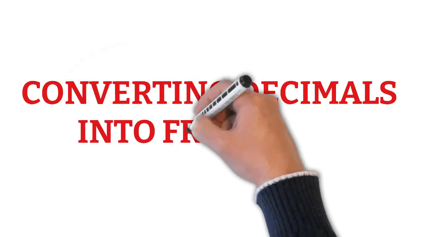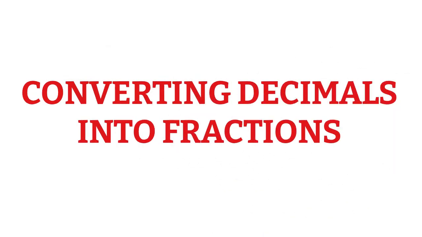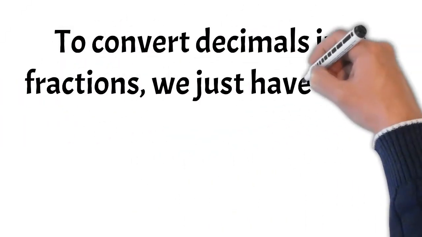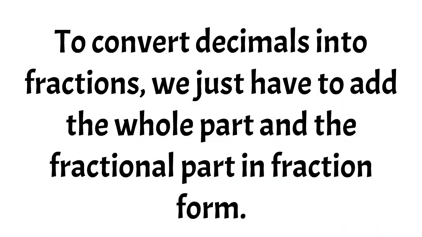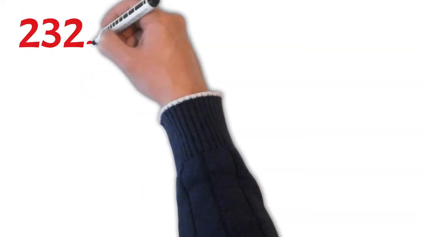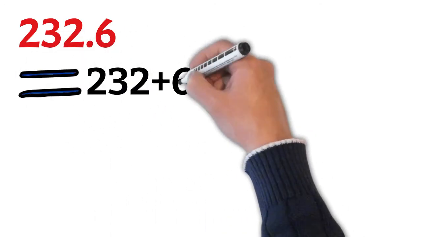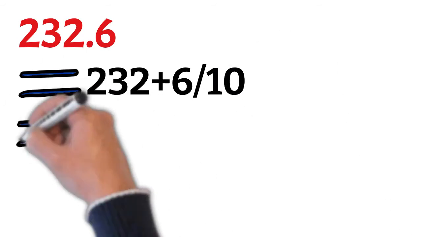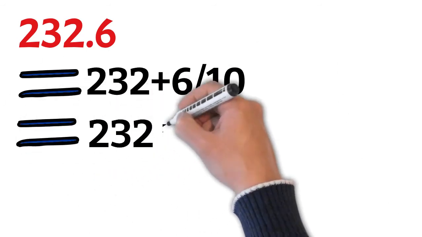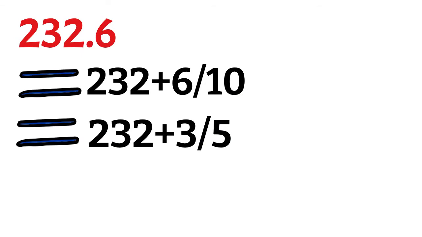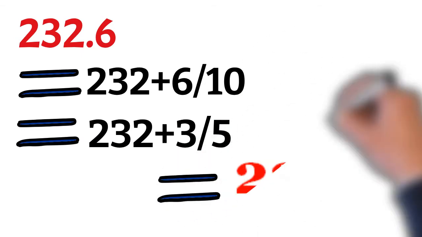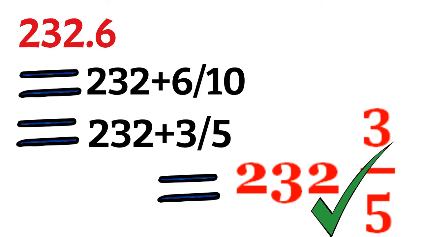Converting decimals into fractions. To convert decimals into fractions, we just have to add the whole part and the fractional part in fraction form. For example, 232.6. Now it can be written as 232 plus 6 by 10. That is equal to 232 plus 3 by 5. Equal to 232 and 3 by 5.